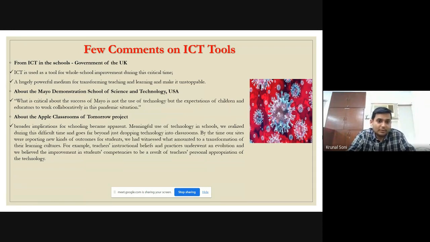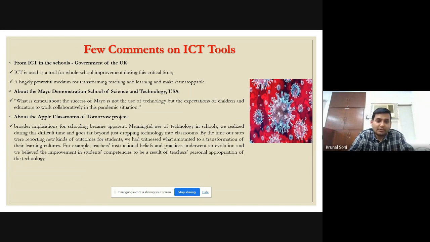About the Mayo Demonstration School of Science and Technology in the USA, they have commented that what is critical about the success of Mayo is not the use of technology, right? They are talking about themselves: the success of the Mayo School of Science and Technology is not because of technology, but because of the expectations of children and educators to work collaboratively in this pandemic situation, right?